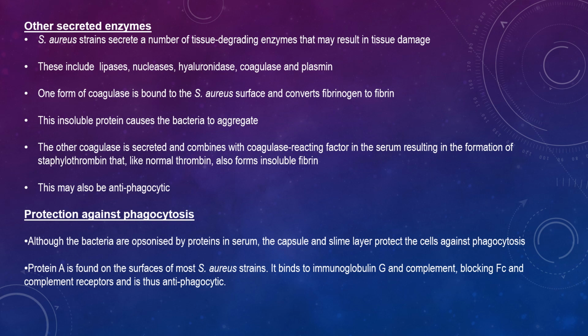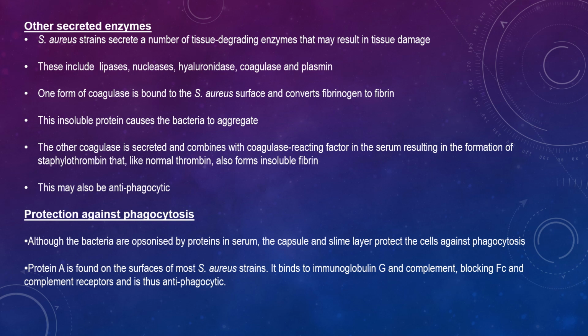So S. aureus strains secrete a number of tissue-degrading enzymes that can result in tissue damage. These include lipases, nucleases, hyaluronidase, coagulase, and plasmin. One form of coagulase is bound to the S. aureus surface and converts fibrinogen to fibrin. This insoluble protein causes the bacteria to aggregate. The other coagulase is secreted and combines with coagulase reacting factor in the serum, resulting in the formation of staphylothrombin. That, like normal thrombin, also forms insoluble fibrin. This can also be antiphagocytic, as well as protecting against phagocytosis.